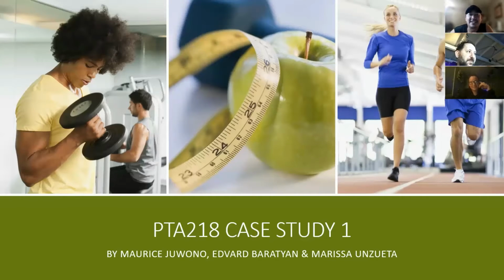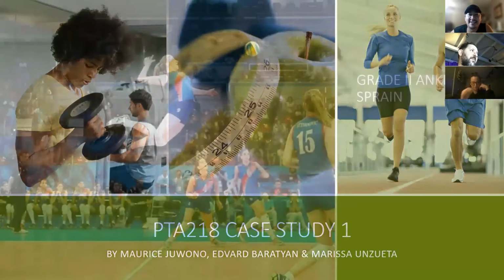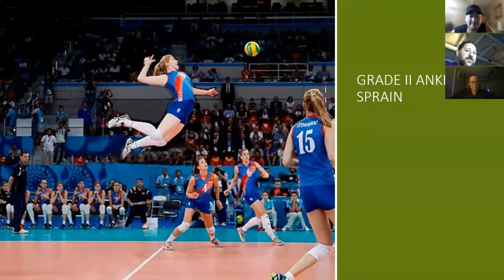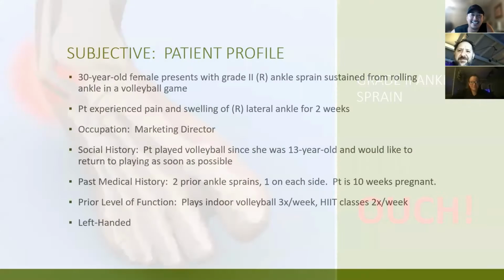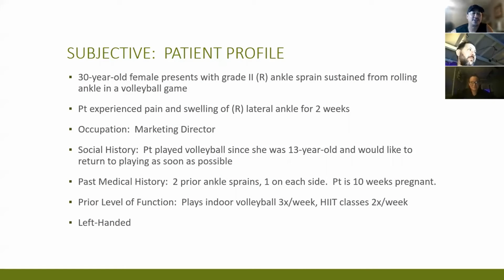Today, we're going to be diving into the case study on grade 2 ankle sprains. Ouch! Our patient happens to be a 30-year-old female who's presenting with grade 2 right ankle sprain sustained from rolling an ankle in a volleyball game.